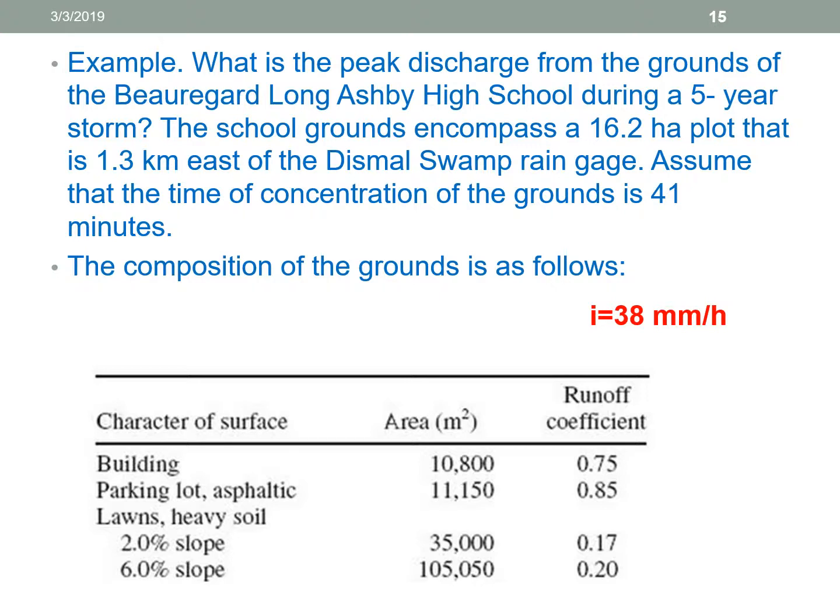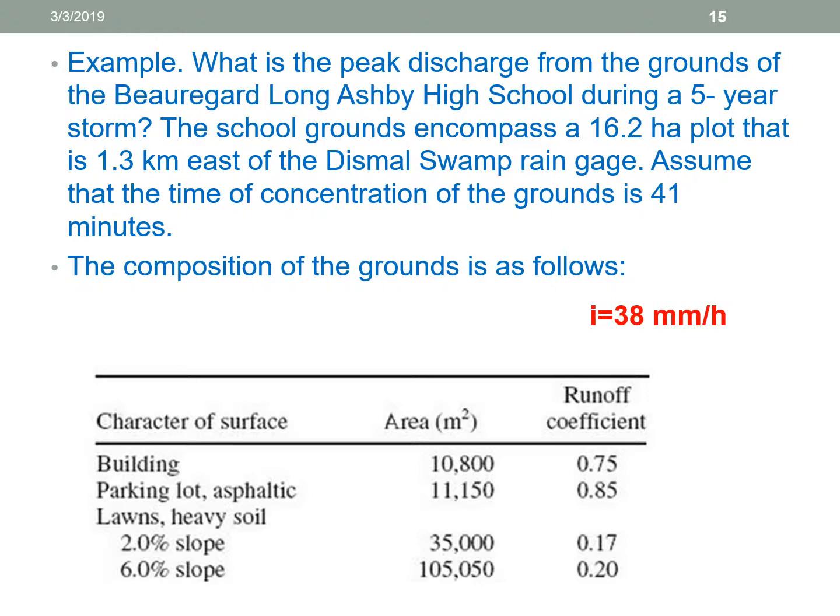I is given, 38 millimeters per hour. Areas are given: the building, parking lot, lawns, heavy soil with 2% and 6% slope. Areas are in meters squared, and the runoff coefficient is given here. So what you will do, first you can find Q equals C times I times A, but all of these numbers are in the metric system.